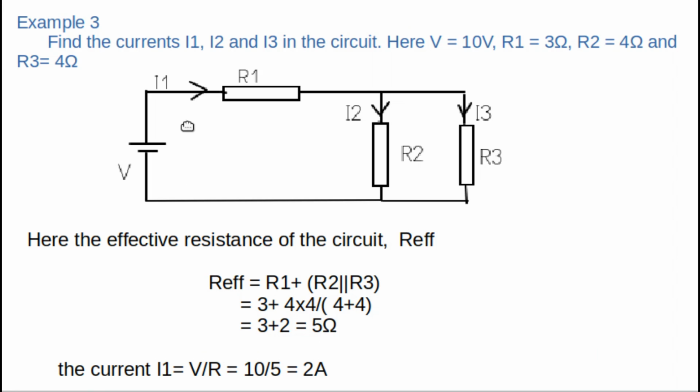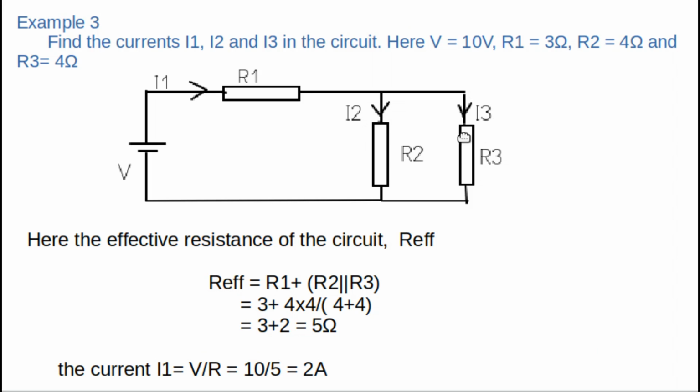Now what about the value of this current I1? I1 is the supply voltage divided by the total effective resistance in the circuit. That is equal to 10 by 5 equal to 2 ampere. So we get this current as 2 ampere. That is the current flowing through R1. Now we know that current I1 reaches here at this junction and it gets divided into I2 and I3. How are we going to find out the values of I2 and I3?